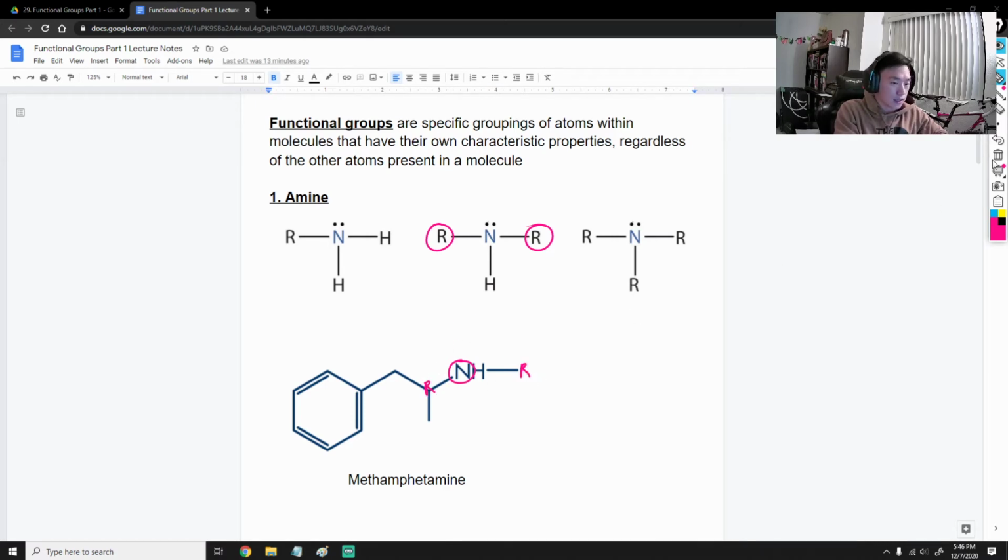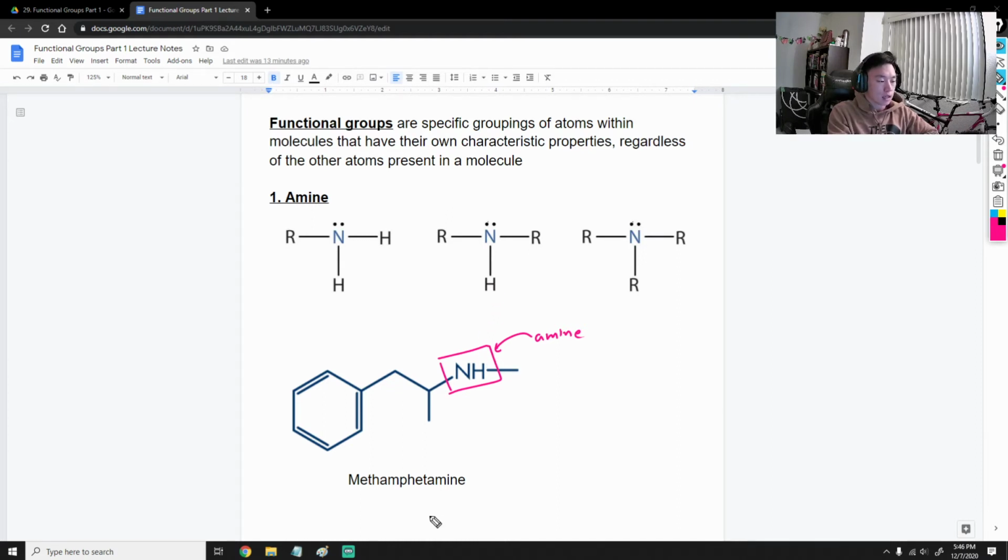this part right here is going to be an amine. So this functional group is going to be an amine. Okay, so methamphetamine has an amine group in it because it has a nitrogen connected to two carbon chains.